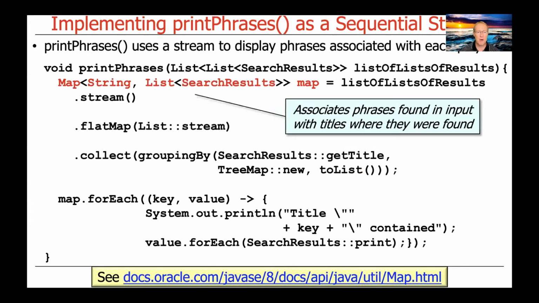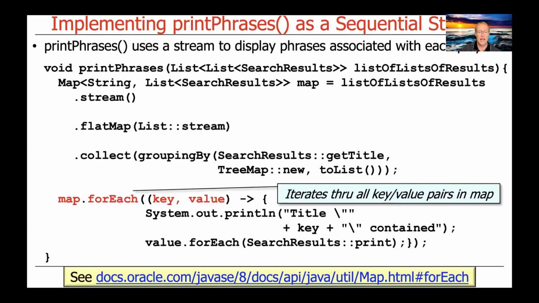So what we get back from all this is this map of strings to lists of search results, where each list of search results corresponds to phrases that were found for that particular title, for that particular work. And now that we've got this map, we're going to use the forEach method on the map. And for each key value pair on the map, this again uses some cool Java 8 features and the type deduction mechanisms that are built into modern Java, Java 8 and beyond.